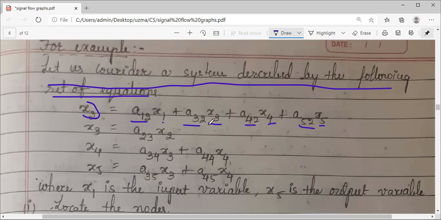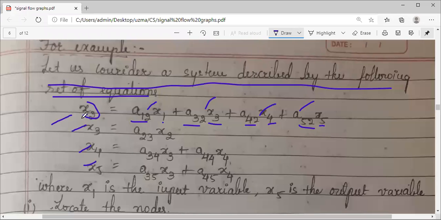This equation is a linear equation which is giving you the relationship, right? So X2 is always on the left-hand side. This is your output, and all these are your inputs. So if you add all these four terms, finally you will get X2. Similarly, second equation, third equation, and fourth equation.